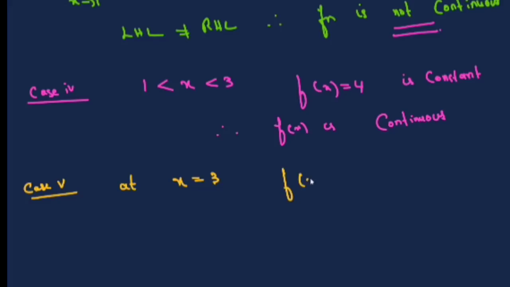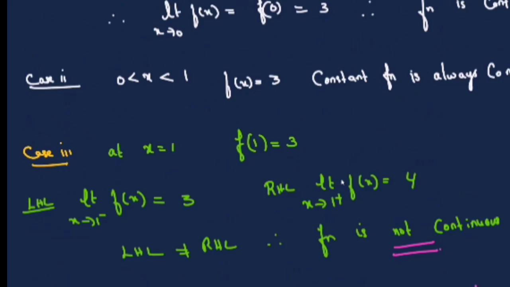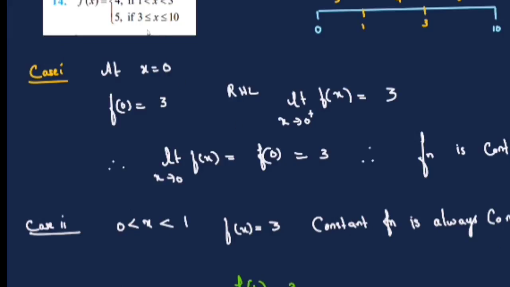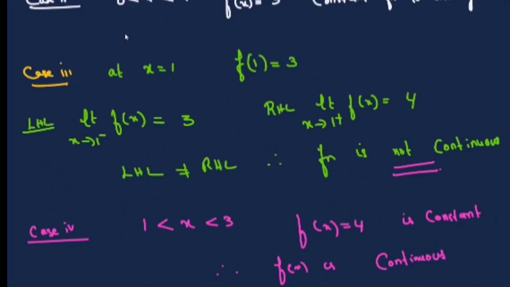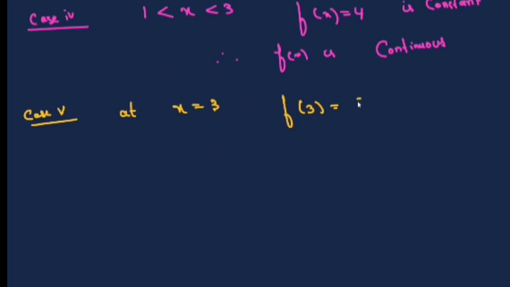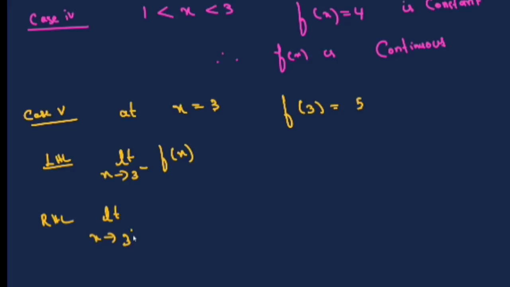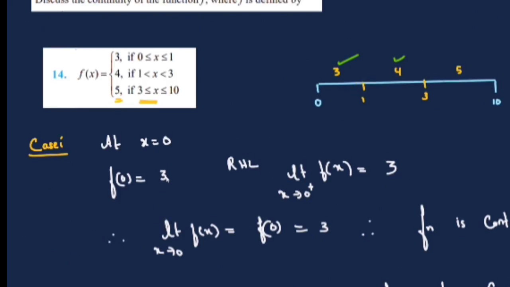So f of 3 is given as, so at 3 the function is 5. You can see at x is equal to 3, the function is 5. So at 3 the function is 5, and let us check the left hand limit. The left hand limit is limit x tends to 3 minus of f of x. Then we check the right hand limit, that is limit x tends to 3 plus of f of x. So left hand limit is, the left of 3 it is 4, right of 3 it is 5.